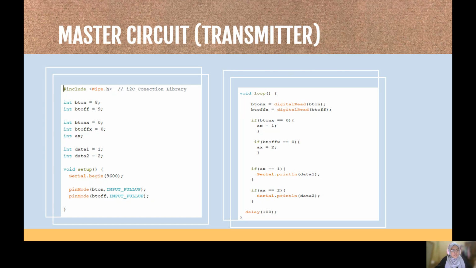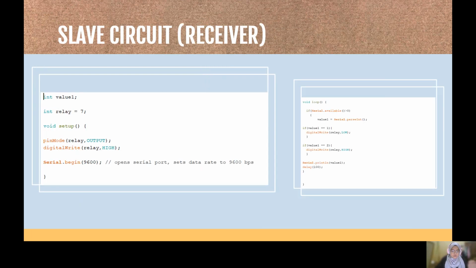And now the preliminary results. This is the program code that I have constructed for the master circuit for the Arduino to work with the KQ330F module. This is the program code that I have constructed for the slave circuit for the Arduino to work with the KQ330F module and also the relay module.